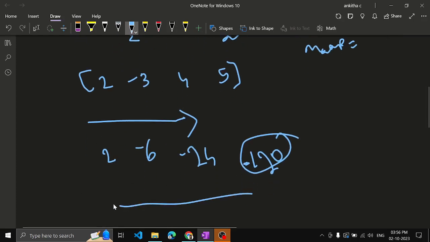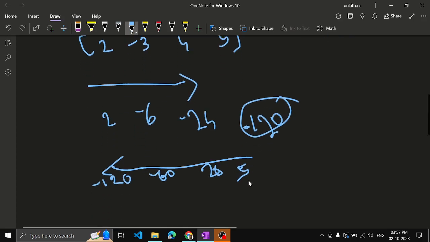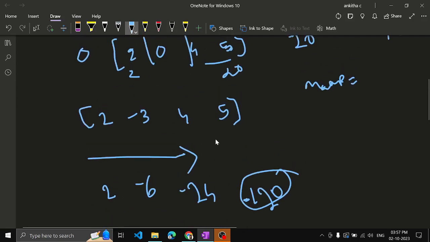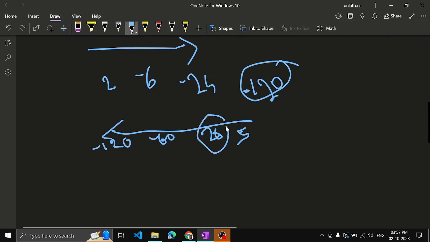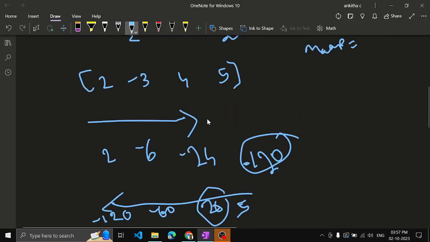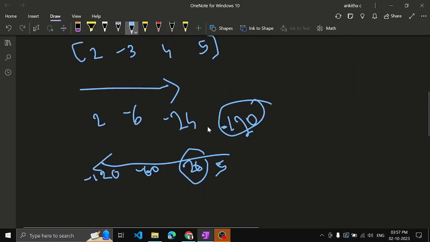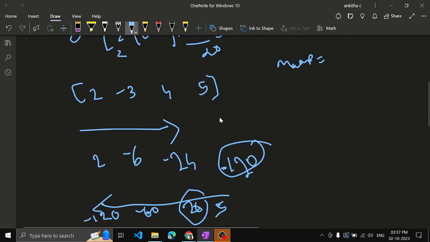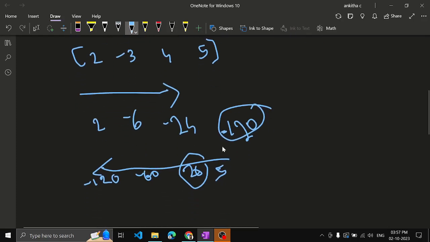If you find the product from right to left, 5 you have here, then 20, and then minus 60, so minus 120. If you see all the products, are you getting the maximum product anywhere? The maximum product will be nothing but 20. So how does it work actually? Why are we performing all these operations? You perform the product from left to right, and right to left, and in between you're finding the maximum product. That is the logic.